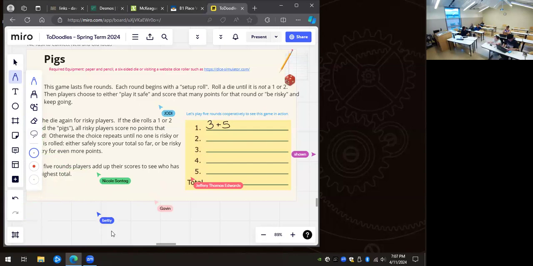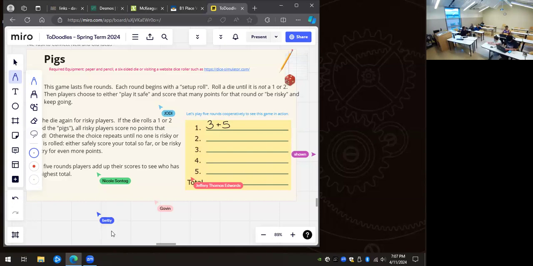What can we roll? 1 to 6, it's just a normal 6-sided die. So as a whole group, should we be safe and keep our 8 points? That's getting a little bigger. So what would be unsafe? Unsafe is if she rolls a 1 or a 2. Then we lose everything so far.